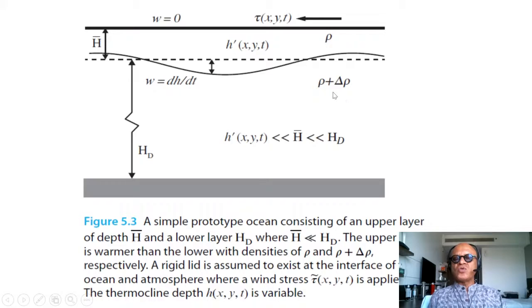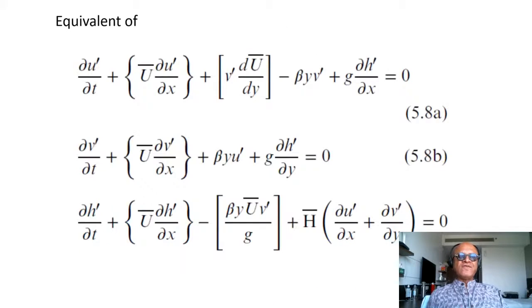So here rho plus delta rho is the deep layer. Delta rho divided by rho is going to be multiplied by g to give us the reduced gravity. It's forced with the wind stress at the surface, and that's going to create the perturbations to the interface, which are going to propagate the information in terms of waves, and those waves are going to interact with the background flow if there is a background flow.